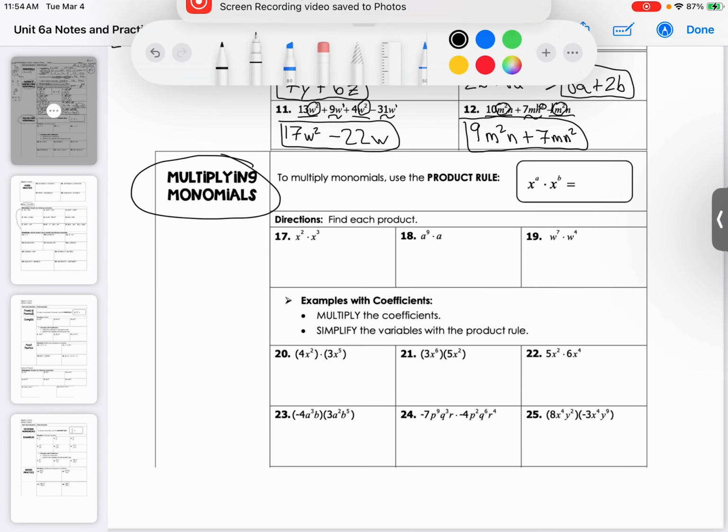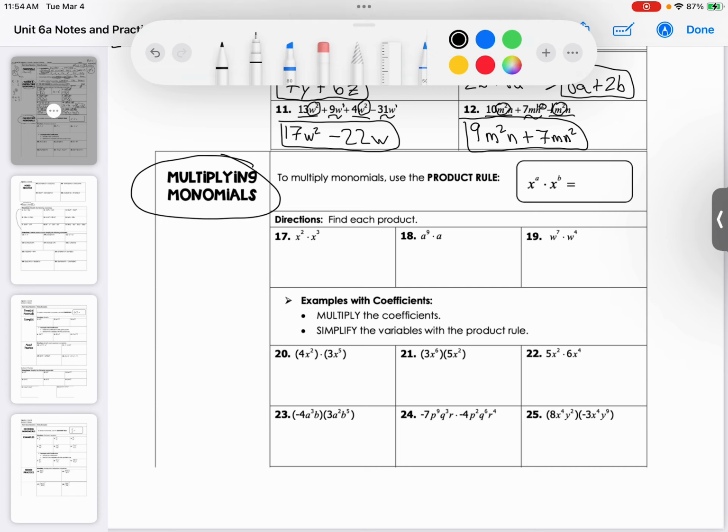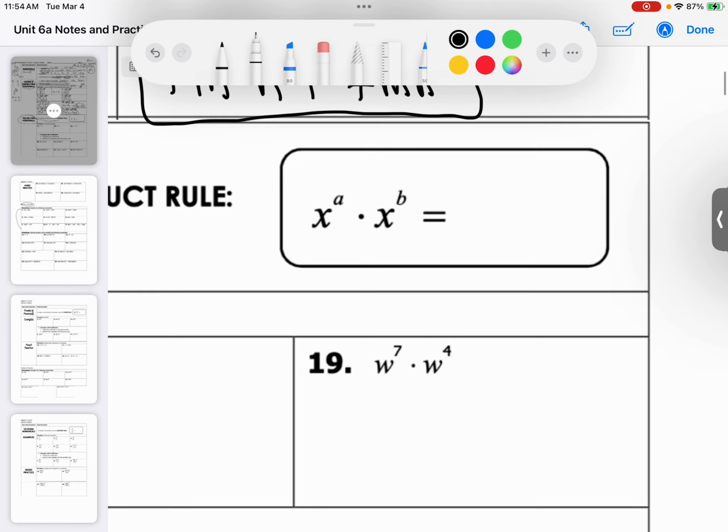Okay, so in this section of the notes, we're going to be looking at what happens when we are multiplying the monomials rather than adding or subtracting. So a rule that is going to be very important, very helpful for us is what's called the product rule. Remember, the product means multiplying in math. So whenever we are multiplying variables together, like if, for example, we had x to the power of a times x to the power of b, we're going to add these two exponents together. We take a plus b.